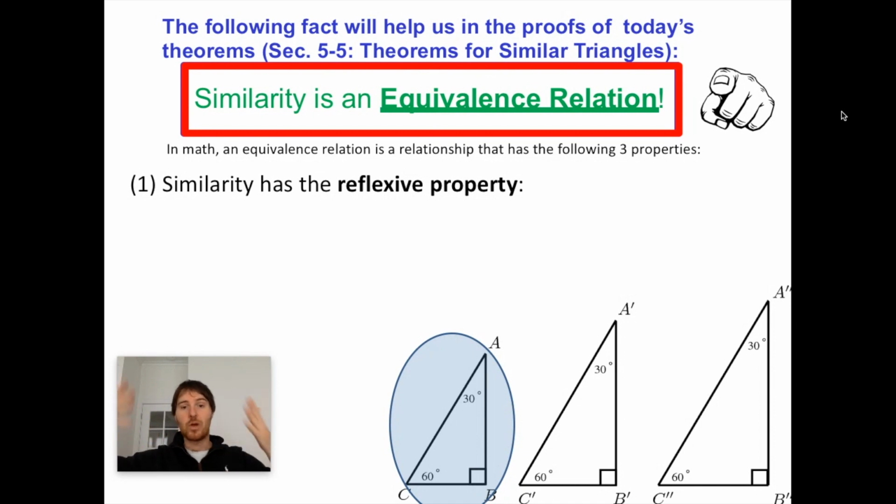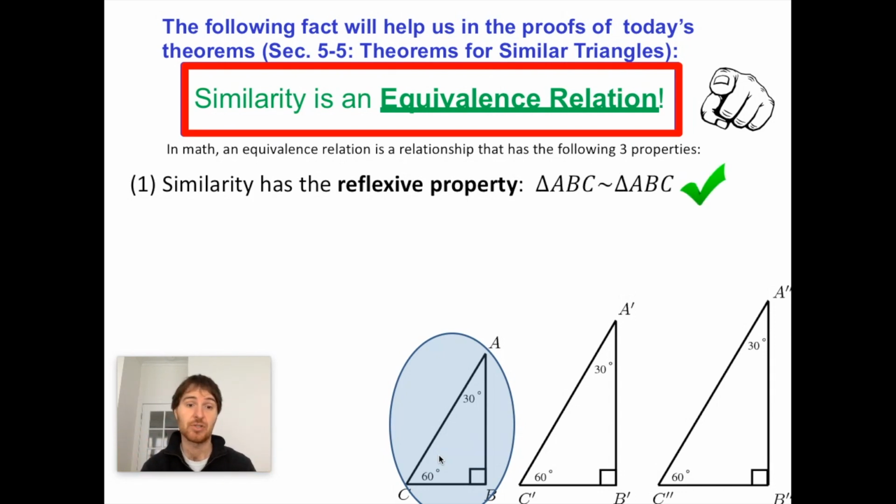Reflexive property of congruence is one shape is congruent to itself. So we know that, for instance, triangle ABC is congruent to itself. Triangle ABC is the same thing as triangle ABC. But we can also extend that to say that triangle ABC is similar to triangle ABC. So the reflexive property holds, right?